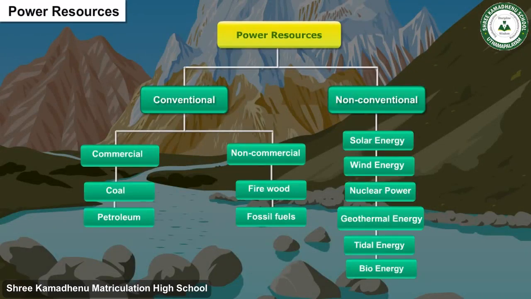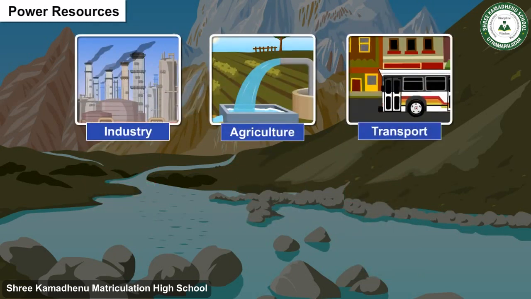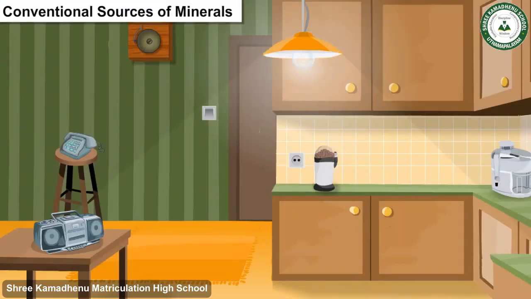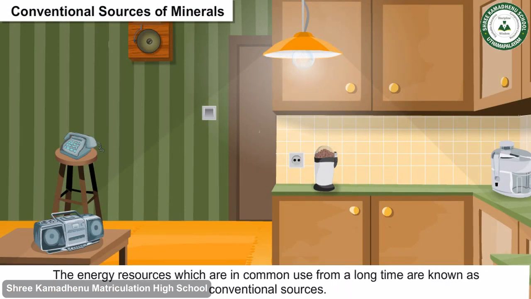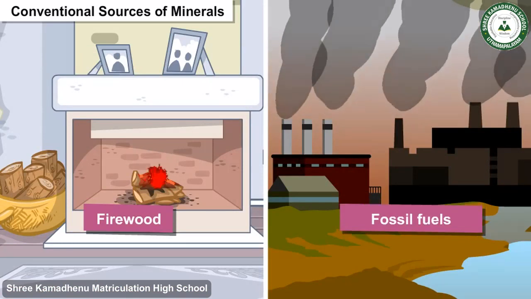Power resources are of two types: conventional resources and non-conventional resources. Power resources are needed for industry, agriculture, transport, communication, and defense. Conventional sources of energy: the energy resources which have been in common use for a long time are known as conventional sources. Example: firewood and fossil fuels.